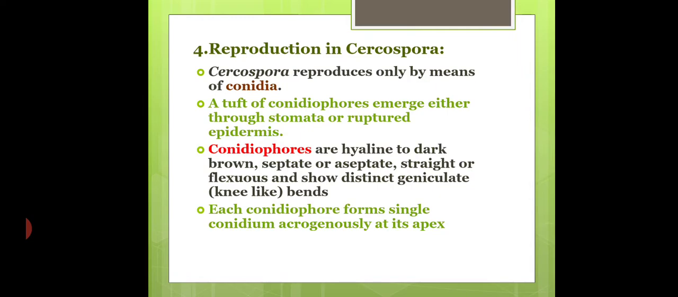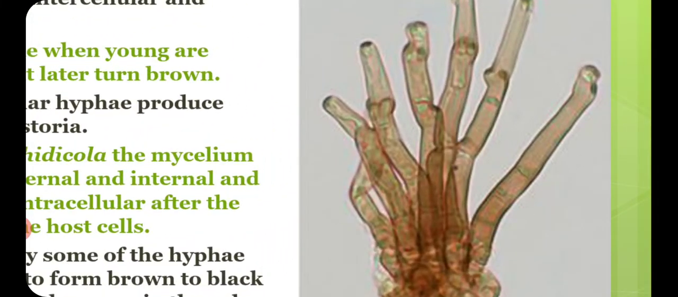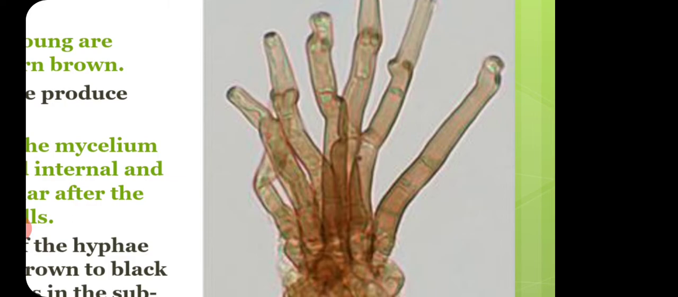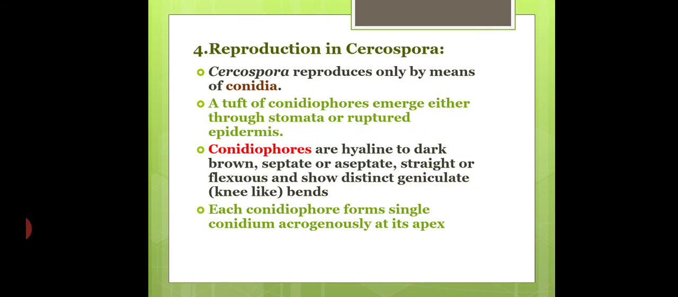Then show distinct geniculate bends. That is that knee-like appearance. In this figure we can see this geniculate appearance here. There we can see these knee-like structures.